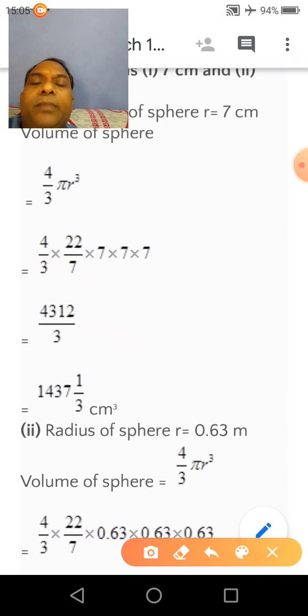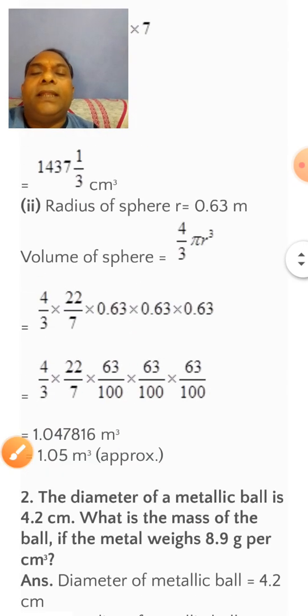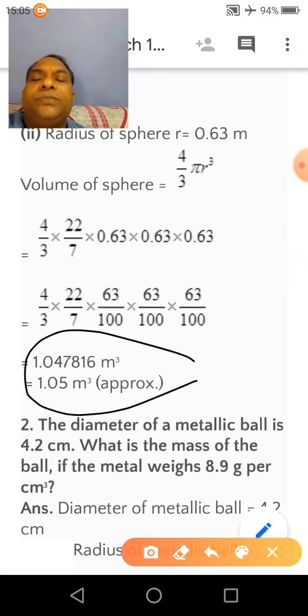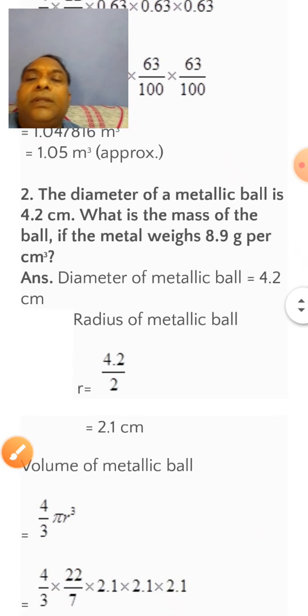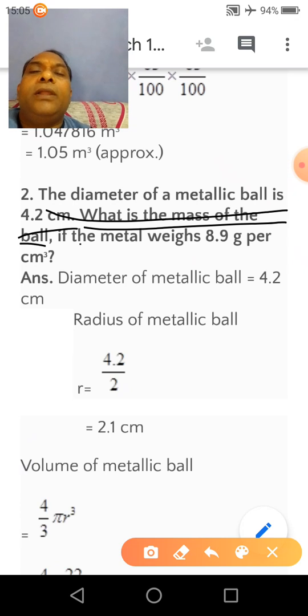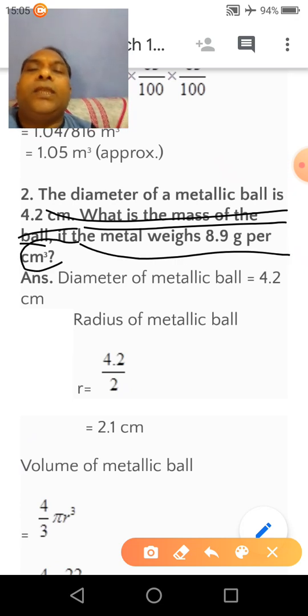Similarly, in second part also radius is given. You have to find its volume. Apply the formula, volume of sphere is equal to 4 by 3 pi r cube. Put the value of pi and r and calculate it. Then you can find volume of the sphere. Clear? Now next question. The diameter of a metallic ball is 4.2 centimeter. What is the mass of the ball if the metal weighs 8.9 gram per centimeter cube?